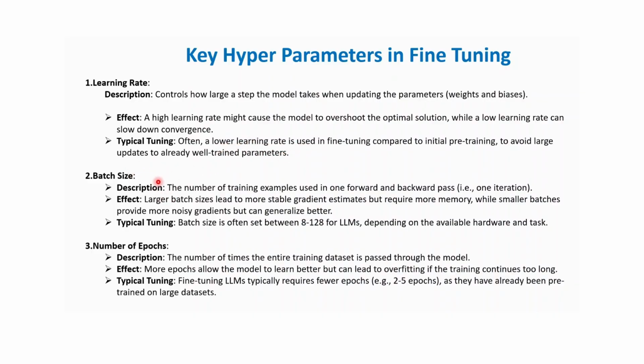Batch size: we have the entire prompt and response data set. We are not going to pass all the prompts and responses in one go. So we will put it in multiple batches. That's what batch size means. It's often between these numbers. And number of epochs: we have a data set, and the number of epochs is how many times the entire data set is passed through the model. So how to understand this? An epoch will have a number of batches.